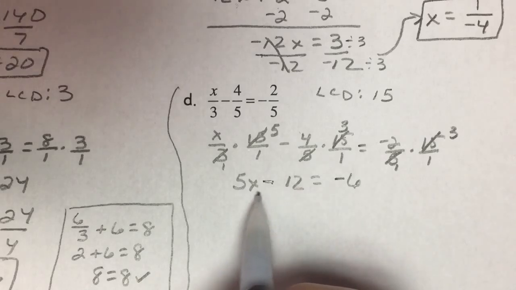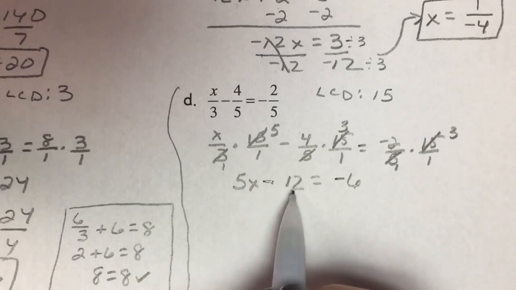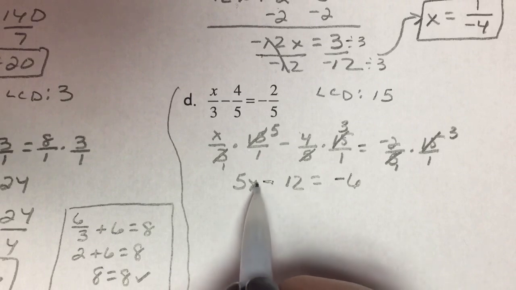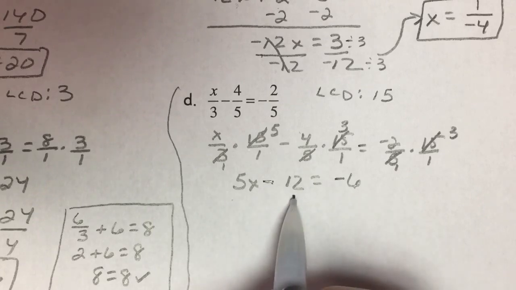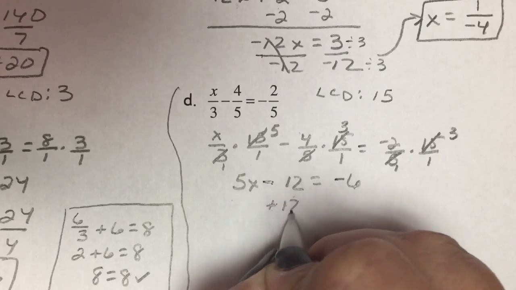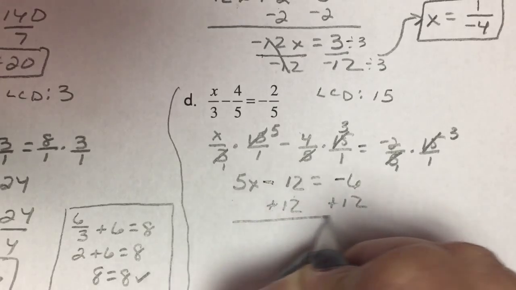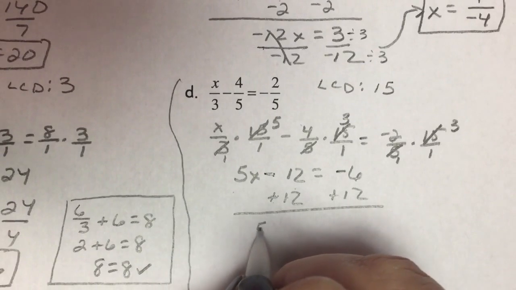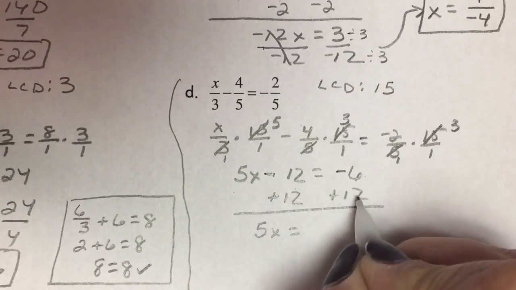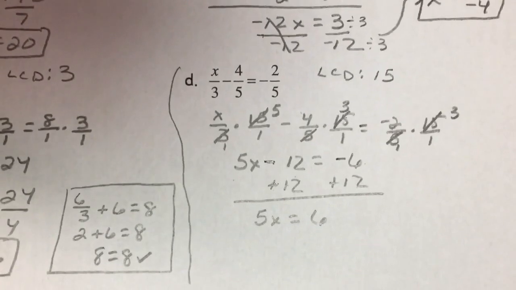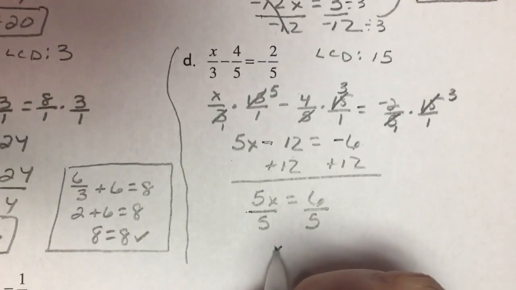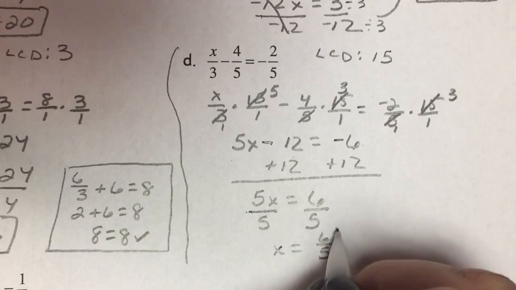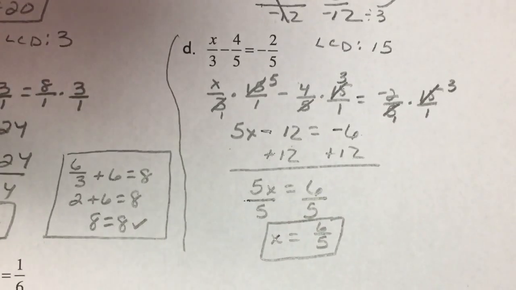So now, no parentheses, no like terms to combine. All of my terms with an x are already over here, but I need everything without an x to be over here, which means I want to get rid of this minus 12. So I'm going to add 12 to both sides. So 5x is going to be equal to negative 6 plus 12 is 6. And if I divide both sides by 5, I'm going to get x equals 6/5. And you can just leave it as 6/5.